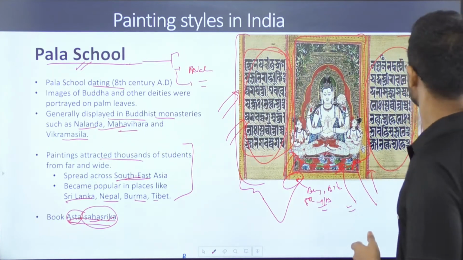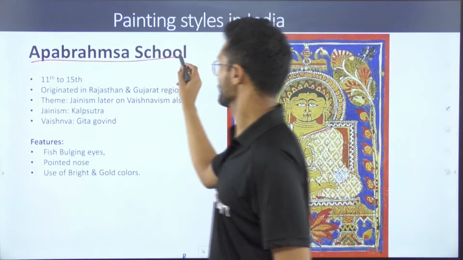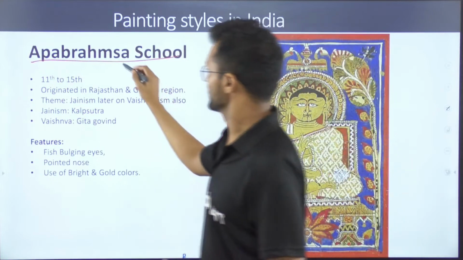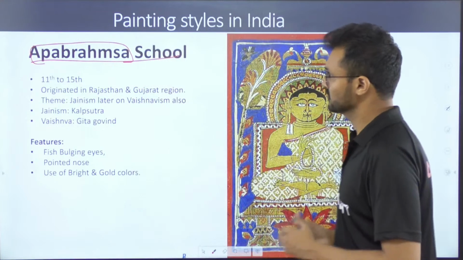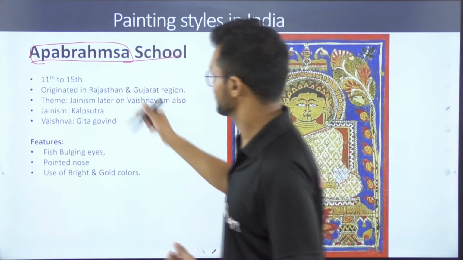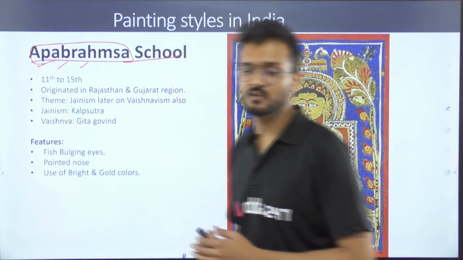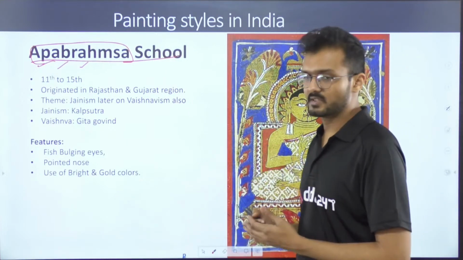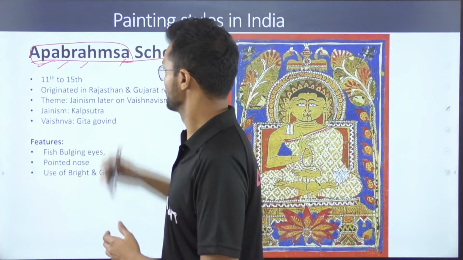Now let's move to another school of painting, and that is the Upbram school. So in art and culture we see difficult names, and if you break down the name and derive its meaning, then it becomes very easy for you to guess.